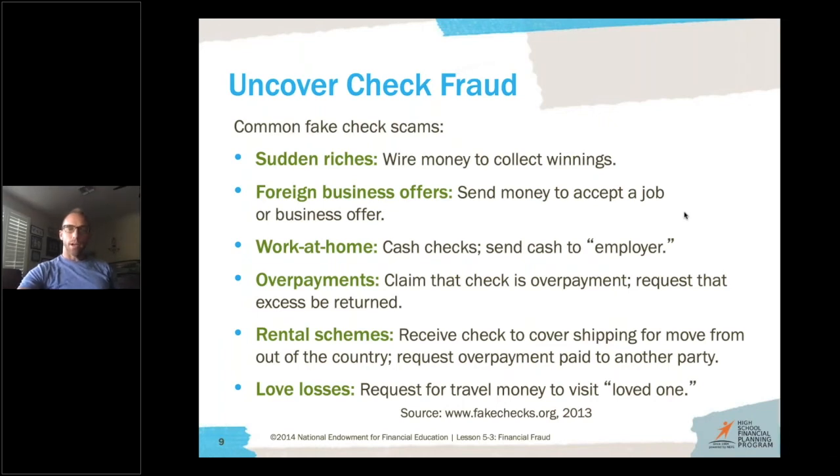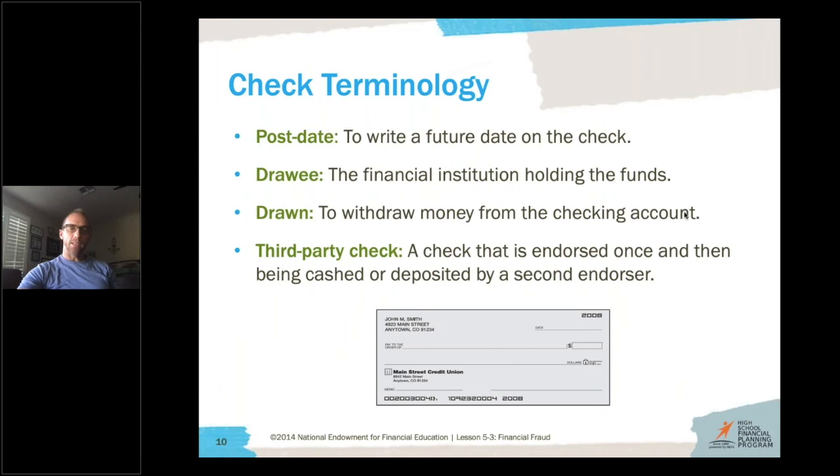Check terminology. Post date, it means you write like a future date on your check. I don't know, you really shouldn't have to post date a check for the most part. I mean, people would maybe do that if they don't have enough money in their account to cover a check right now and they're buying something from somebody, and that person allows them to post date it a couple days and then submit the check. But for the most part, you shouldn't have to do that.